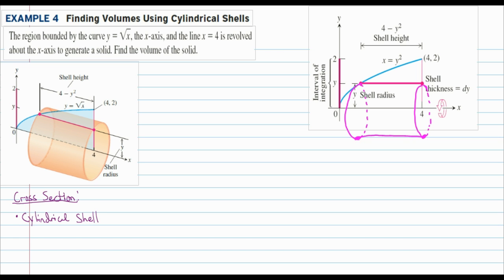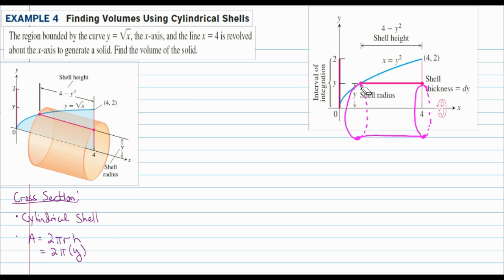So since the cross section is a cylindrical shell, the area of that is going to be 2 pi r times h. So the circumference of the cylinder times the height. So now we have to find out what the radius is. Well, as you can see, the distance of the radius here is just the y-coordinate. So the radius is going to be y. Because remember, we're integrating with respect to y, so we want this in terms of y. That's just the y-coordinate, the height.